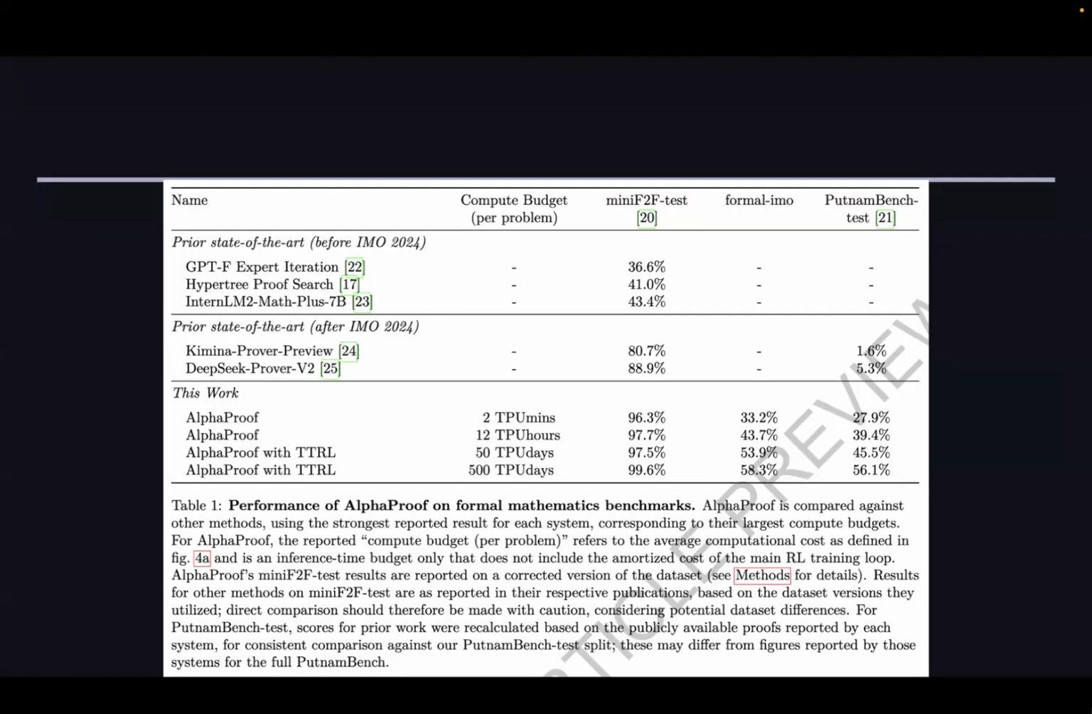The other two competitors in this game, the big ones, after IMO 2024 are Kimina Prover Preview and DeepSeek Prover V2. Kimina Prover is the best open source one, or the second best open source one. It's very small, only a 7 billion parameter model, and they only get like 1.6% on PutnamBench. Unfortunate. DeepSeek Prover V2, giant models, I think 70 billion or larger. Also very bad on PutnamBench. These are incredibly hard problems. And AlphaProof just slays it. So very nice. Congratulations to Google DeepMind.